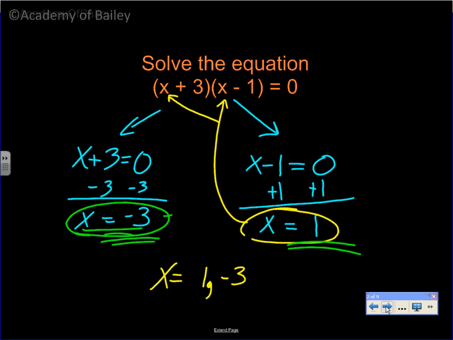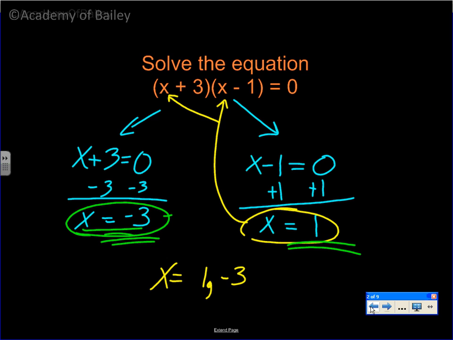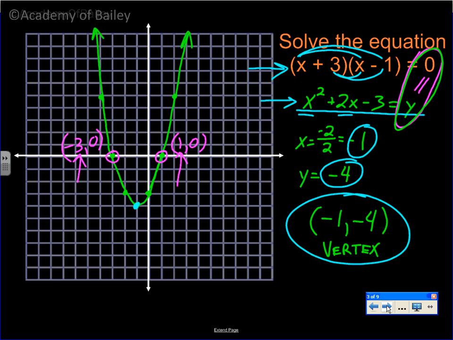So I'm trying to show you that you can solve these by graphing. You can solve these if they're in factored form. So a couple different ways to solve them. You also know the quadratic formula. And soon you will know how to factor that x squared plus 2x minus 3 is equal to y. You'll soon know how to factor that into what we're working with now.